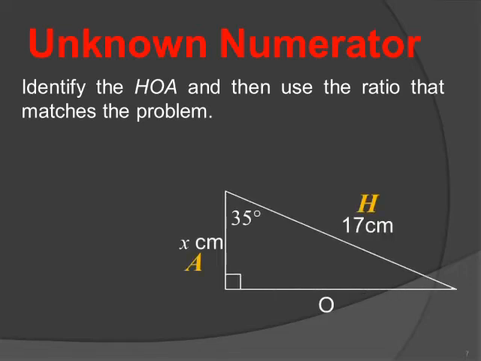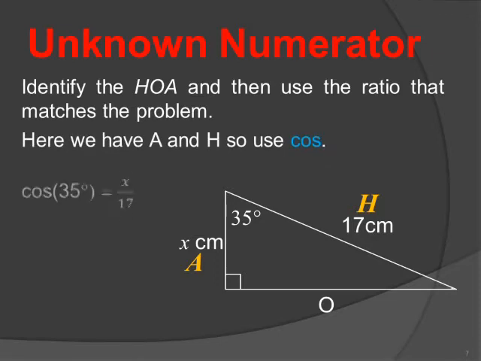So here's our problem. We've got an angle of 35 degrees, and when we look at our diagram, we've got an H, which is the 17, and the A, which is the X. So that's the one we're trying to find. So if we've got A and H, so CAH, it's cos. So using cos, we have cos of 35 degrees is X over 17.